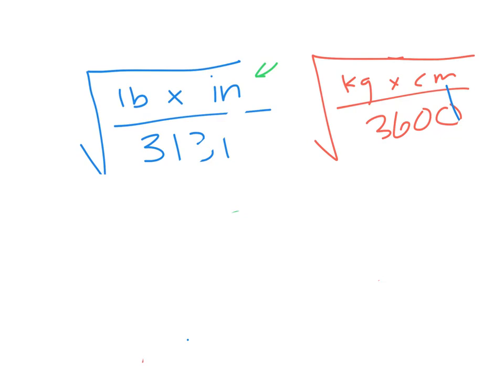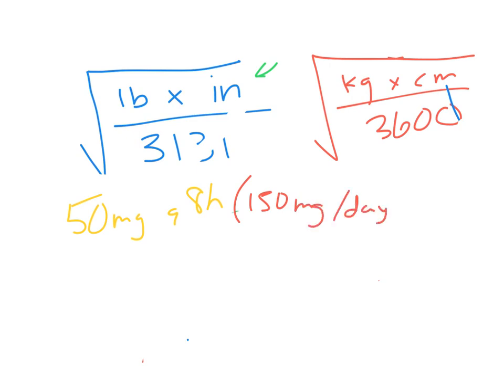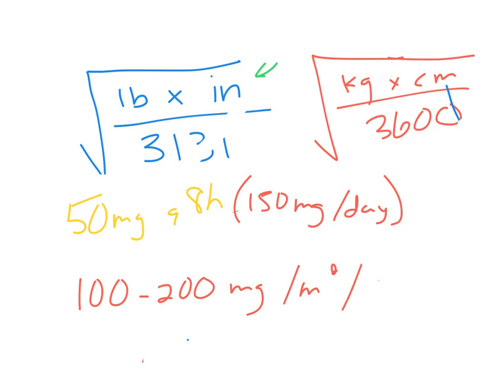So again, you guys are seeing this. The ordered dose is 50 milligrams every 8 hours. So that would be 50 times 3, which is 150 in a full day. But the literature says that what's safe is 100 to 200 milligrams per meter squared every 24 hours, so every day.